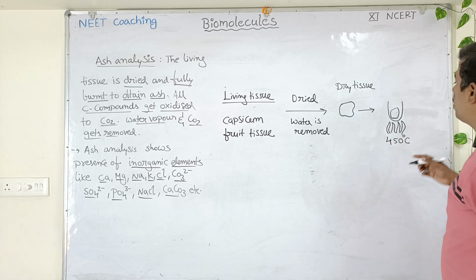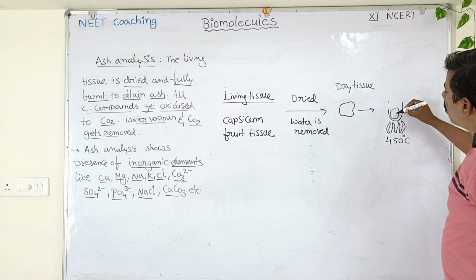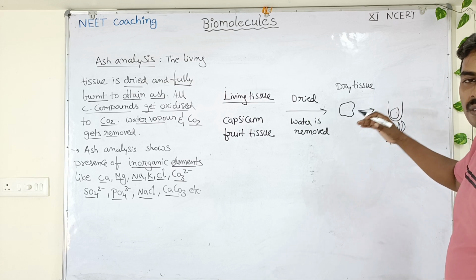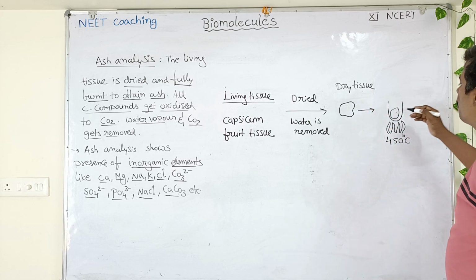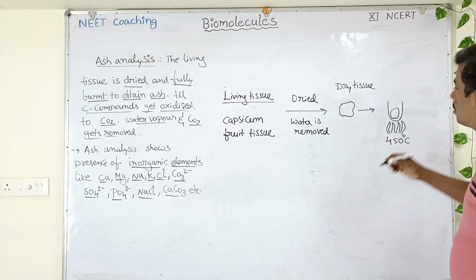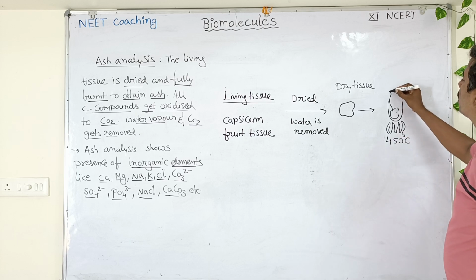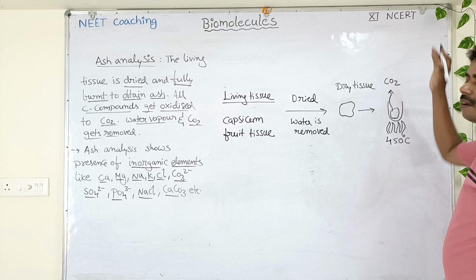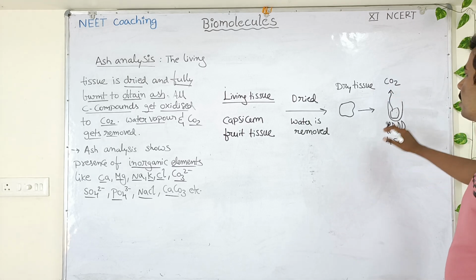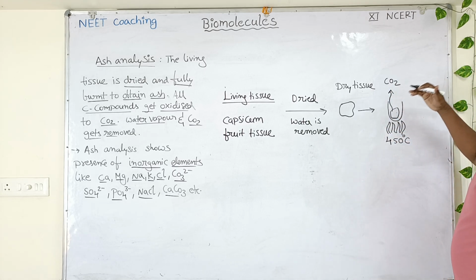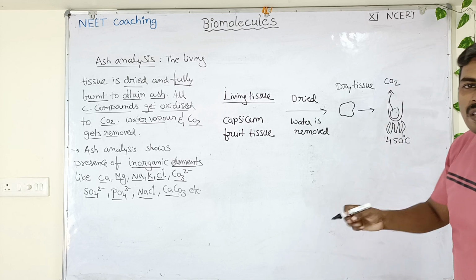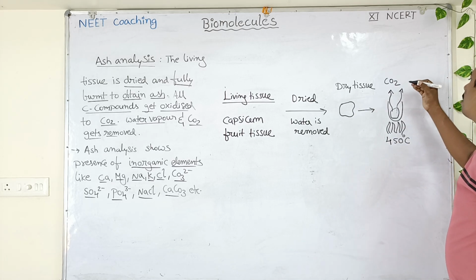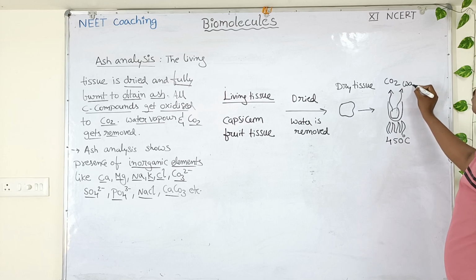Literally, it starts burning. When it starts burning, all the carbon compounds, carbohydrates, proteins, lipids, all these types of biomolecules get oxidized and the carbon gets converted into carbon dioxide and escapes into the atmosphere. All the carbon compounds get oxidized to CO2 and escape into the atmosphere. Any small amount of water which is left over in this dry tissue also escapes in the form of water vapor.